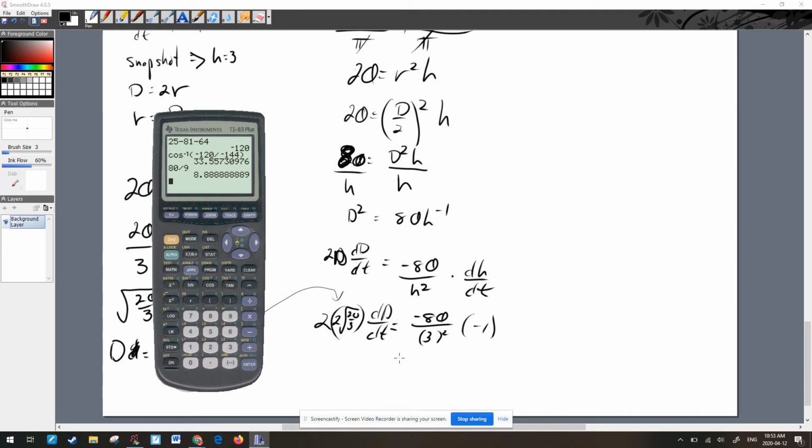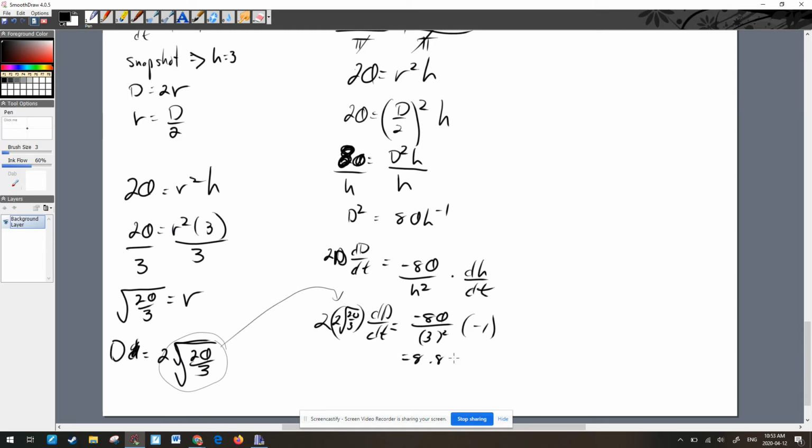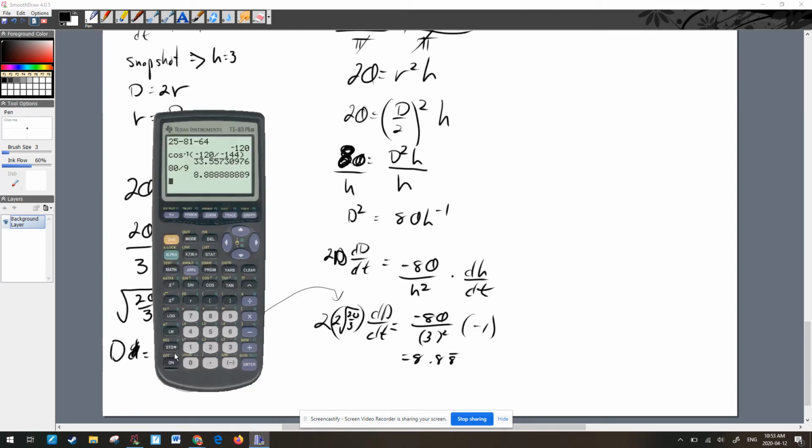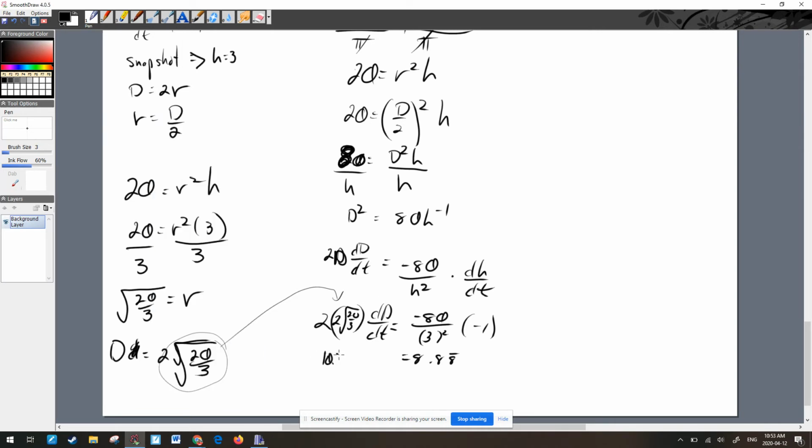So this is going to be 8.88 repeated. Okay. And over here, this guy is going to be 2 times 2 times the root of 20 thirds. Oh, that's not 20, 20 thirds. And when I do that, I'm going to get that is 10.33-ish. So 10.33-ish is dd by dt.